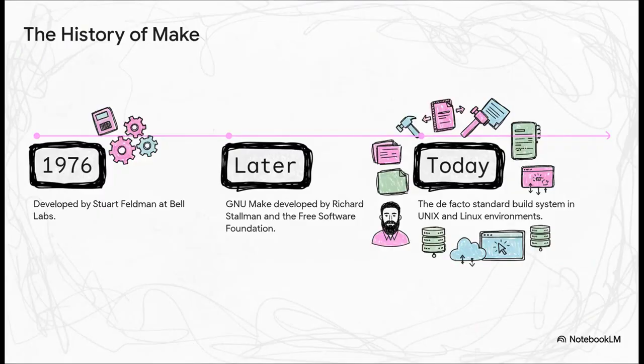And this thing has such a cool history. It was created way back in 1976 at the legendary Bell Labs. I mean, the place where everything was invented. The version that we all use today, GNU Make, was developed a bit later by Richard Stallman, and it quickly became the absolute go-to standard for building software on Unix and Linux.